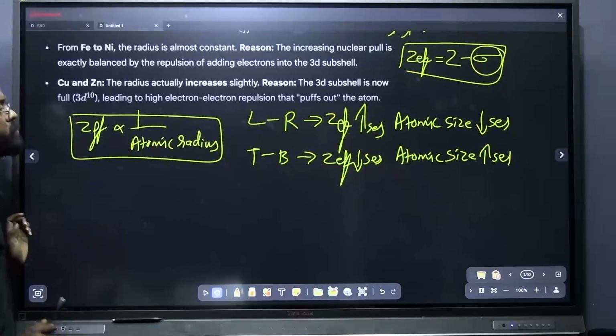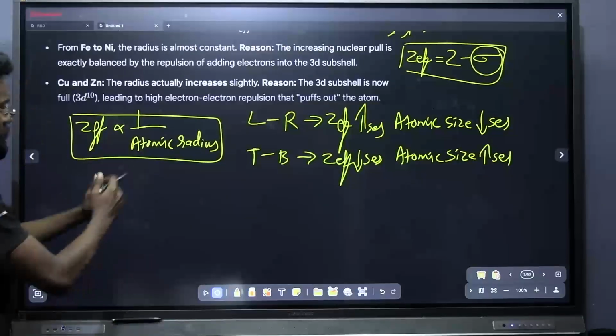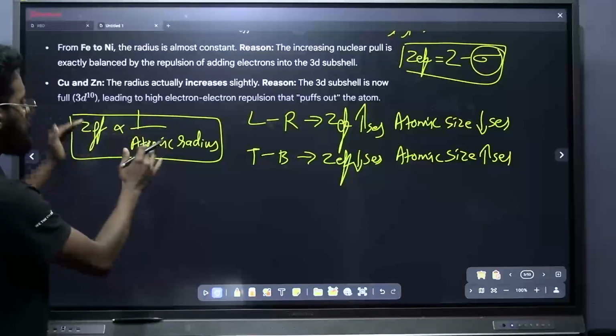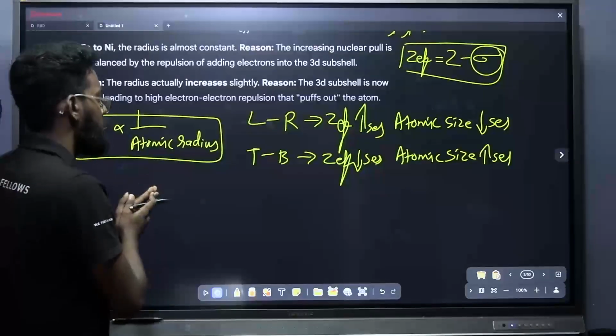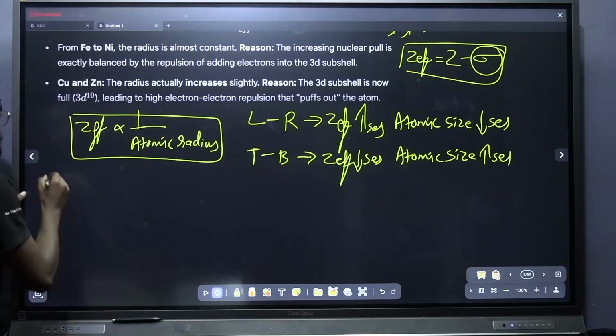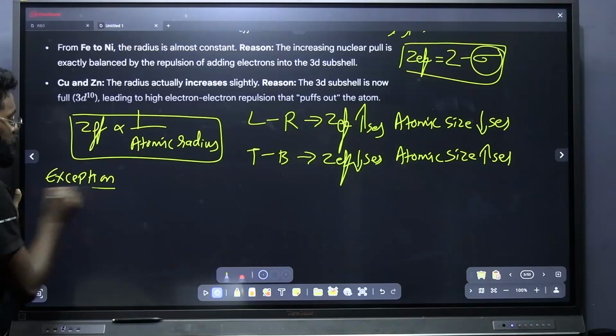Another point is what about the positive charge? That I will discuss when I discuss isoelectronic species. This is the main idea behind the decrease in atomic size from left to right and the increase in atomic size from top to bottom. But the major thing that you have to note down is the exceptions in the atomic size.